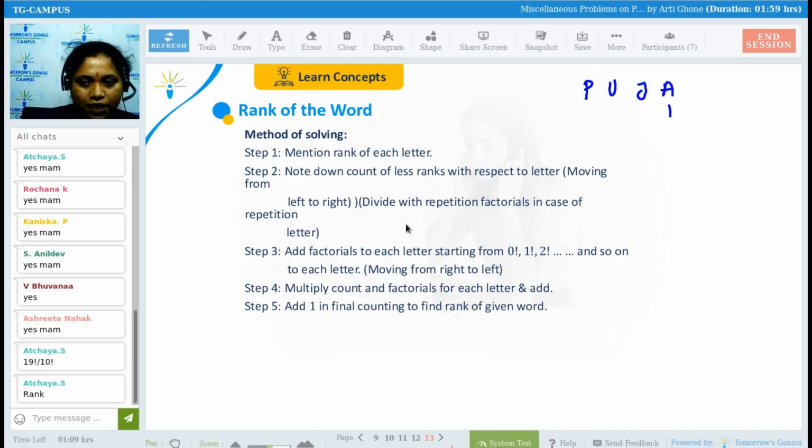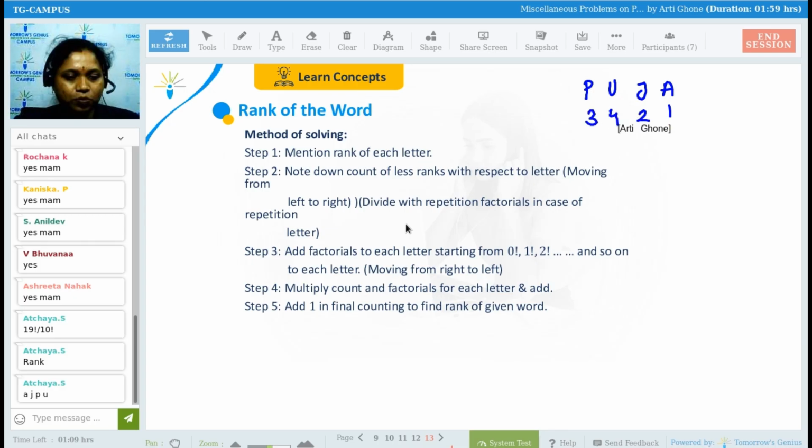A, B, C, D, E, F, G, H, I, J. J comes second. K, L, M, N, O, P. P comes third. Q, R, S, T, U. So this one is fourth. Obviously the remaining will be fourth. Clear? The first step is clear, so simple.